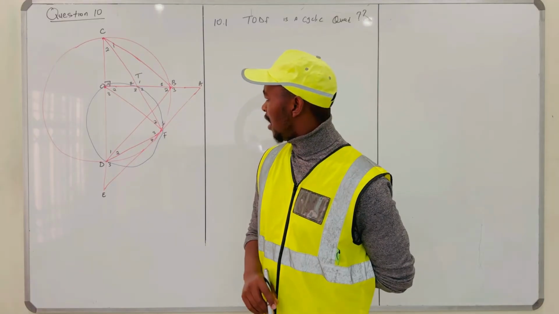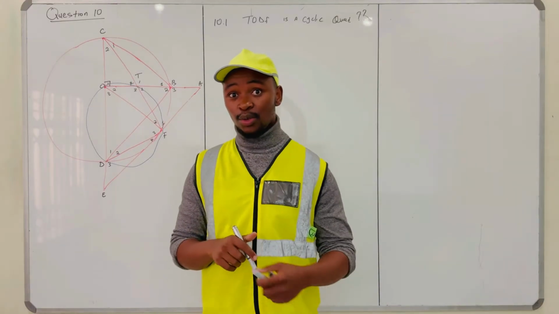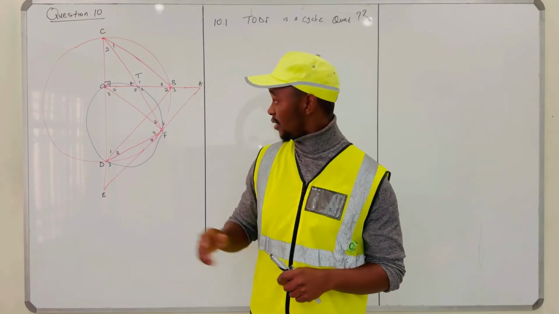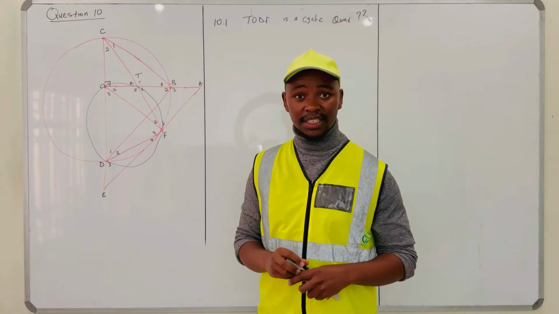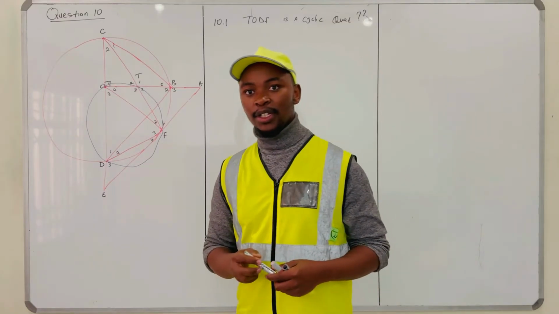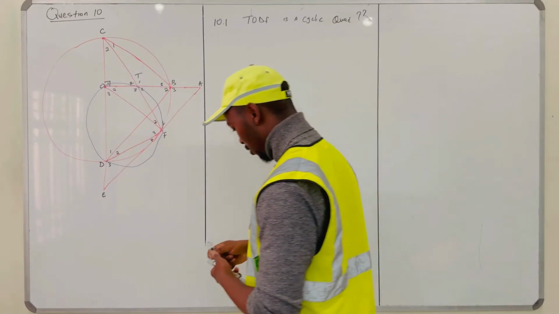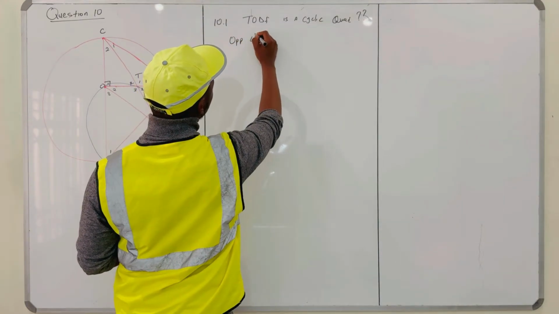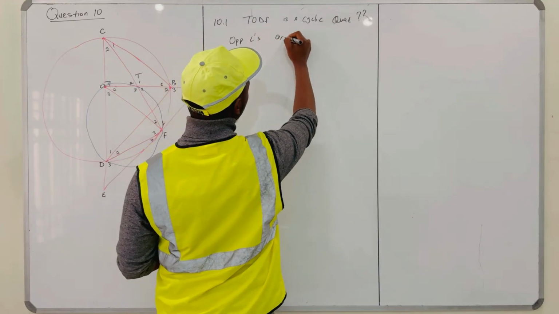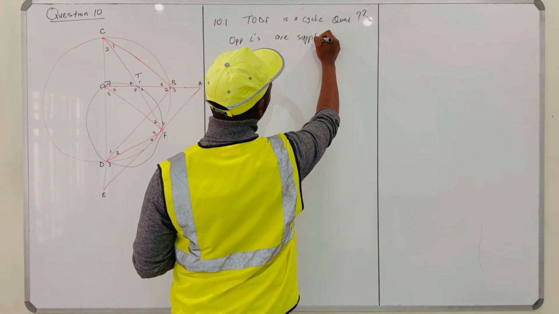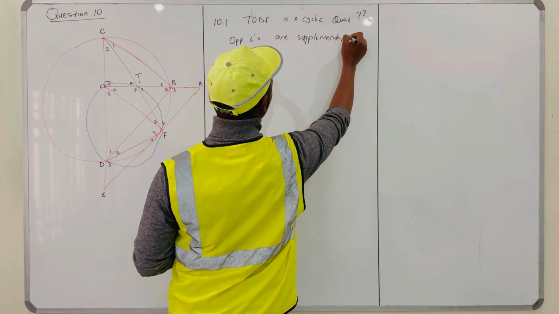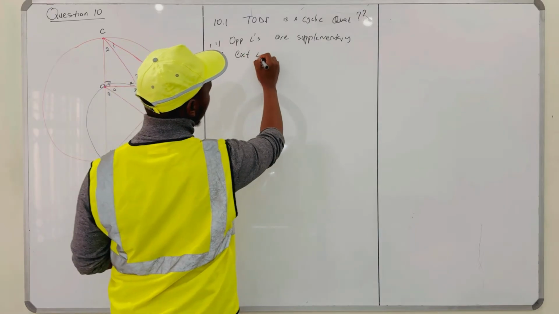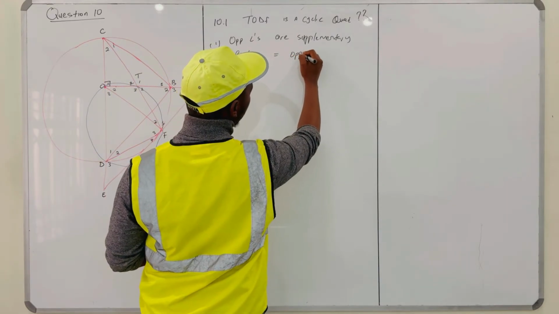All right. Another way to prove a cyclic quad is through the angles subtended by the same chord theorem, but we're not going to go for that because we can clearly see that we don't have such a shape in here. All right. So let's look. We can go for opposite angles are supplementary, or exterior angle is equal to opposite interior angle.